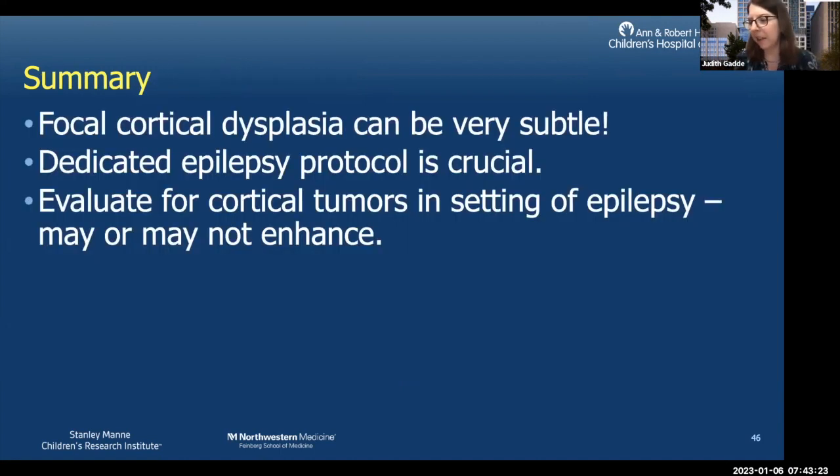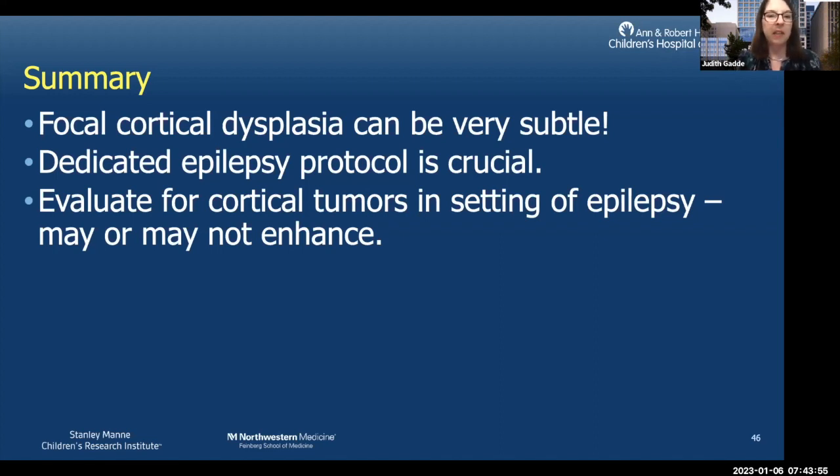So in summary, I think I'm ending right around on time. Hopefully this was helpful for you all. At the beginning, we talked about focal cortical dysplasia. Hopefully I showed how that can be very subtle. So that is why doing a dedicated epilepsy protocol MRI is crucial to try to help find those areas. Of course, not all of them are going to be visible on imaging, but if they are, we can be very helpful in that setting to help the neurologist and neurosurgeons find the cause and potentially treat and help the patient.